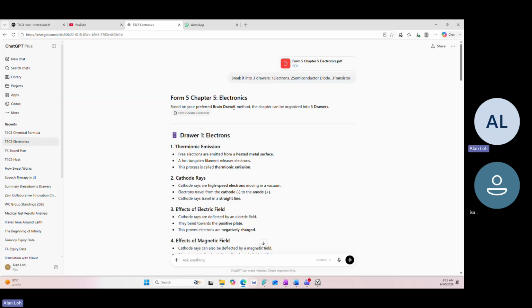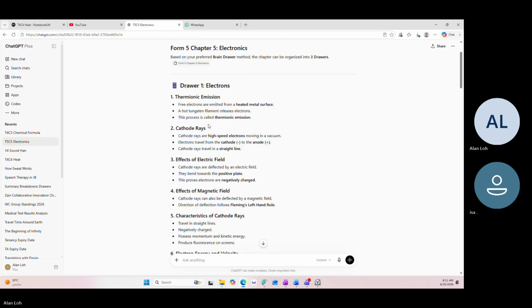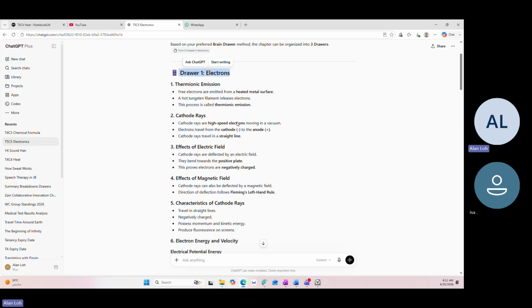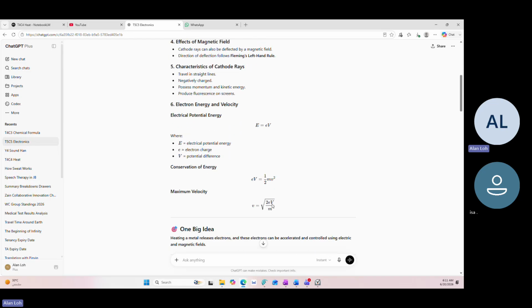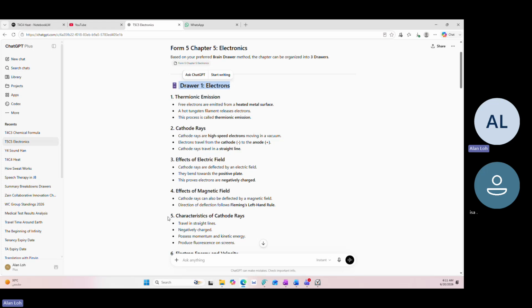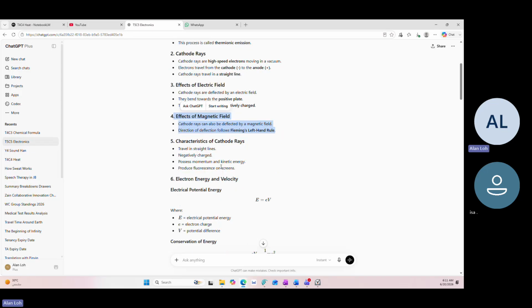Then automatically, within a few seconds, ChatGPT created a summary and broke it down into 3 drawers. Electrons, which is drawer number 1. You see they break it down into six points. If you can see over here, 1, 2, 3, 4, 5, 6, and those are the key summary that you need to know about thermionic emission, cathode ray, and the effect of electric field, magnetic field, etc.